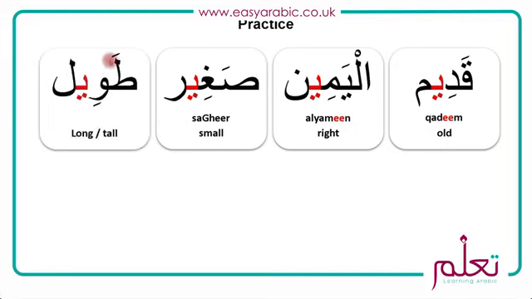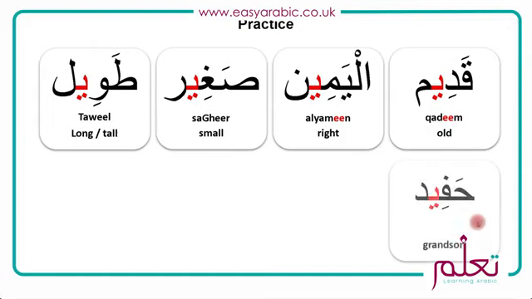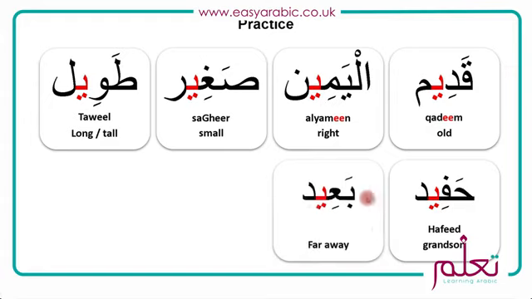Next one, we have the ta with the fatha is ta, waw with the kasra is tawi, and then the ya is tawil, which is tall. Next one, we have ha with the fatha, fa with the kasra is hafi, ya hafid, which is grandson. Next one, we have ba with the fatha, ain with the kasra is ba'i, and then the ya ba'id, which is far away.